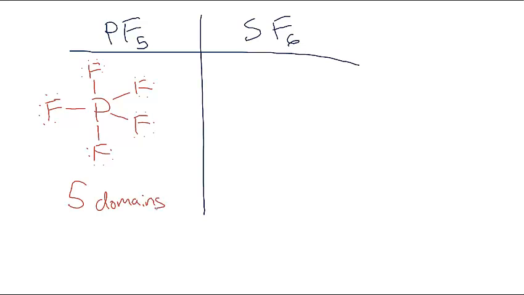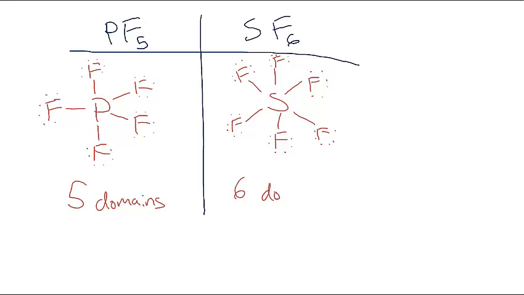And then SF6 is this. So many dots. All right. So how many sides of sulfur are covered? 6. So there are 6 domains here. So in order to determine your electron pair geometry, you need to count how many domains there are around the central atom.